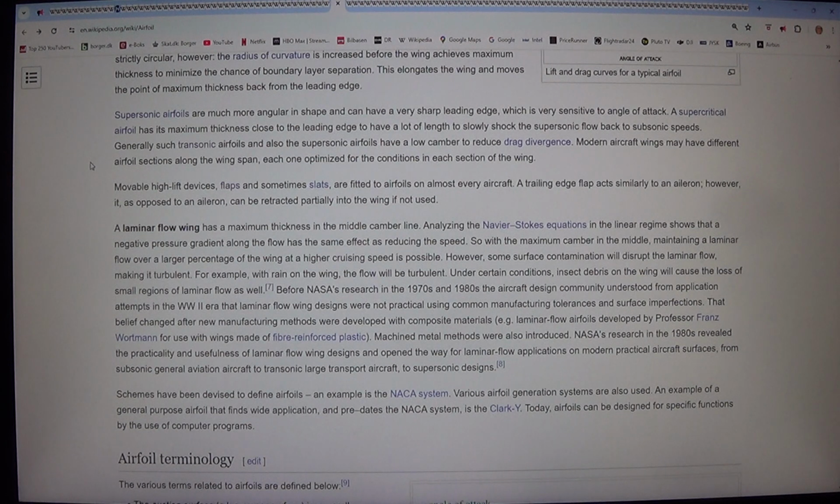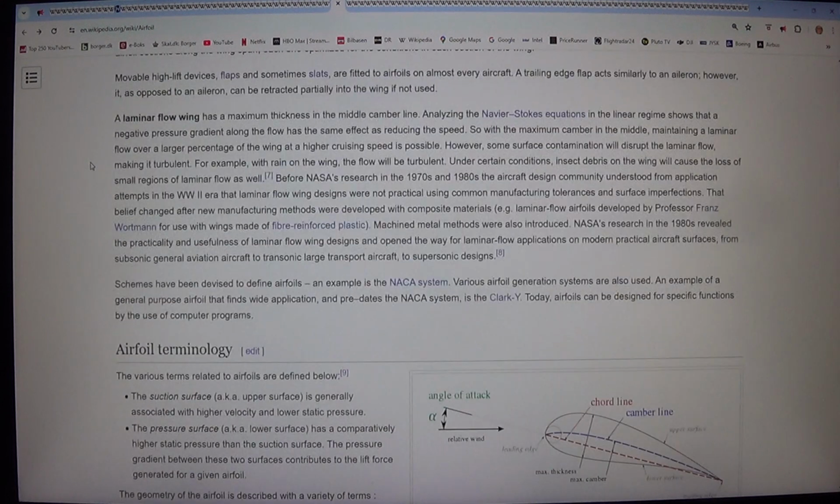Analyzing the Navier-Stokes equations in the linear regime shows that a negative pressure gradient along the flow has the same effect as reducing the speed. So with the maximum camber in the middle, maintaining a laminar flow over a larger percentage of the wing at a higher cruising speed is possible.